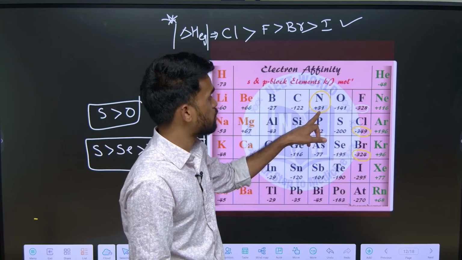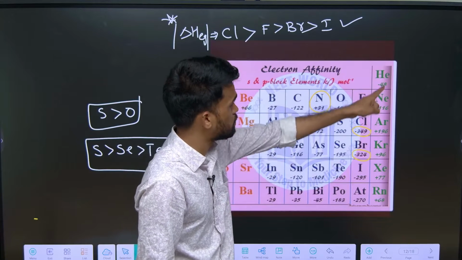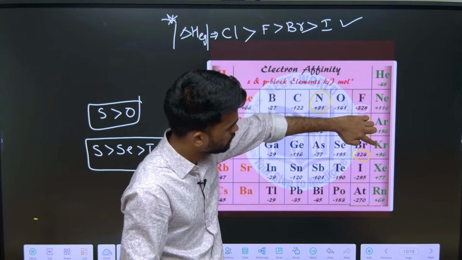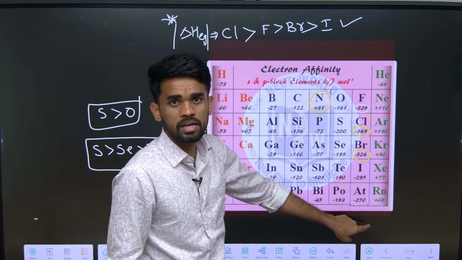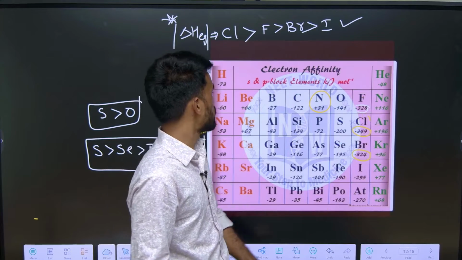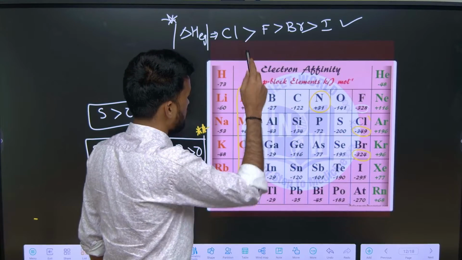Right? See, it is having a positive value because it has a highly stable electronic configuration, a half-filled configuration. Similarly, for noble gases also, you can see for neon and argon, all of these are having some positive values, right? It means they have very little tendency to accept an electron. Similarly, second group elements, see here, will also have some positive values.